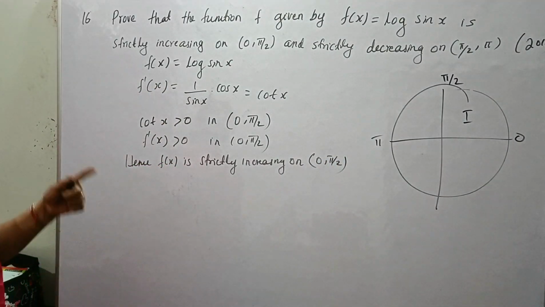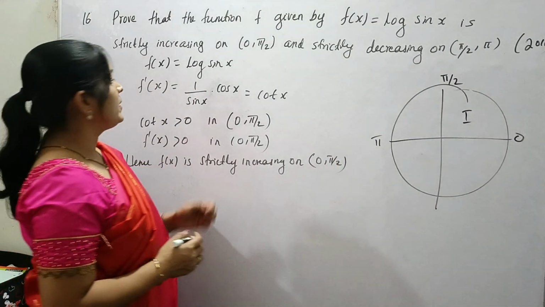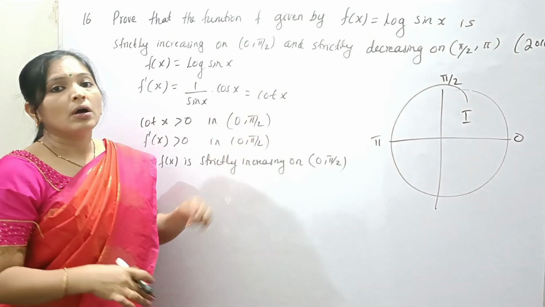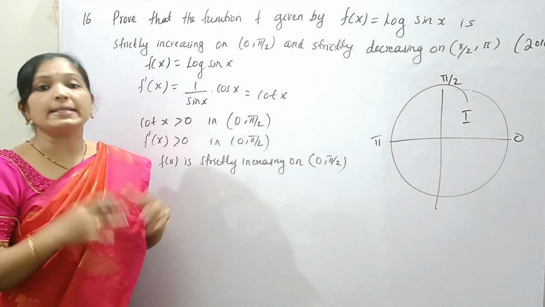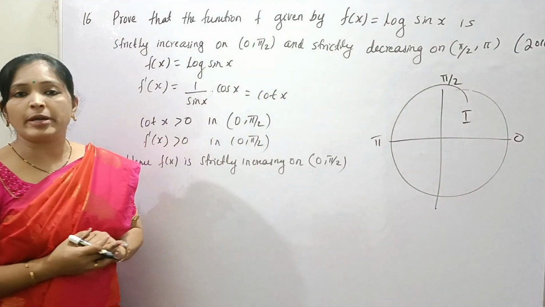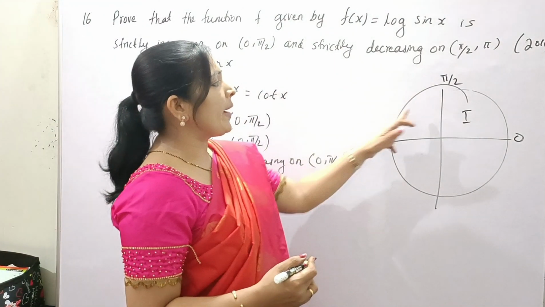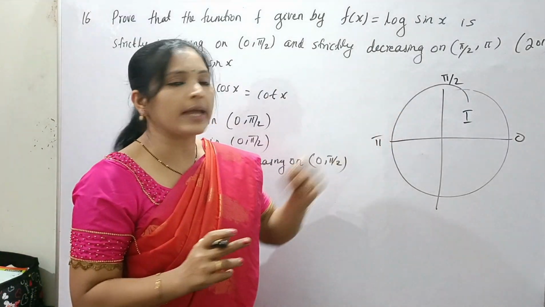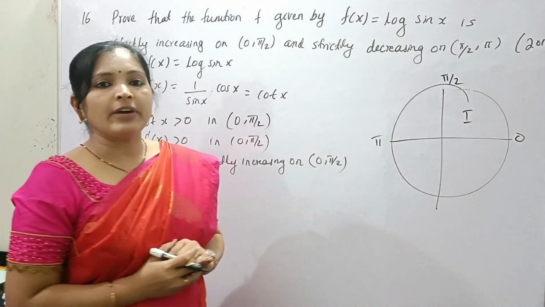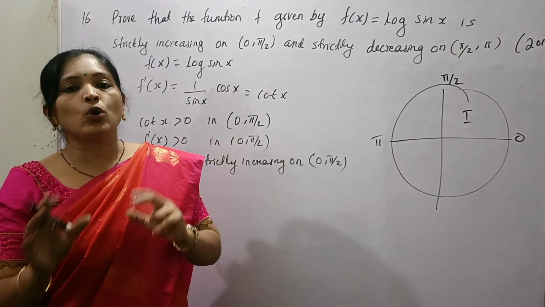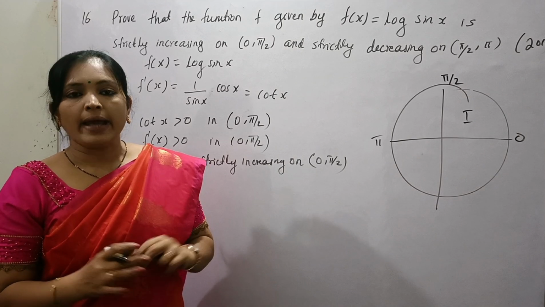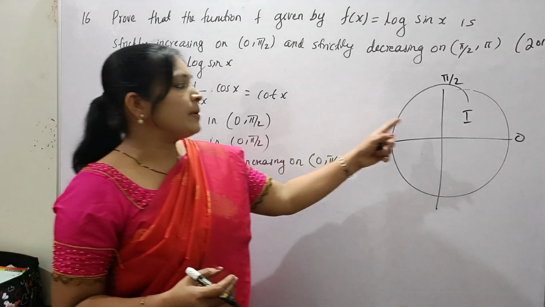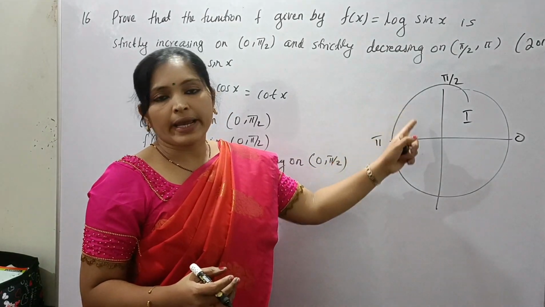Then, what about pi by 2 to pi? Here, f dash of x is cot x. So here we have to prove this cot x is less than 0 in the interval pi by 2 to pi. The interval pi by 2 to pi lies in the second quadrant. In the second quadrant, we know that only sin x and cosec x are positive, and all the remaining trigonometric functions are negative. That means cot x is negative in the second quadrant.